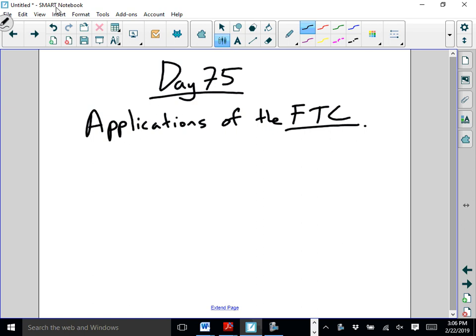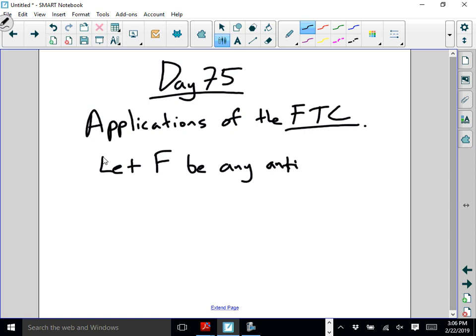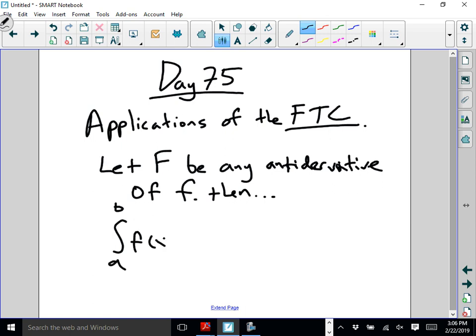It said, let lowercase f be any antiderivative of, so let capital F be any antiderivative of lowercase f, then the integral from a to b of f of x dx must equal the antiderivative evaluated at b minus the antiderivative evaluated at a.